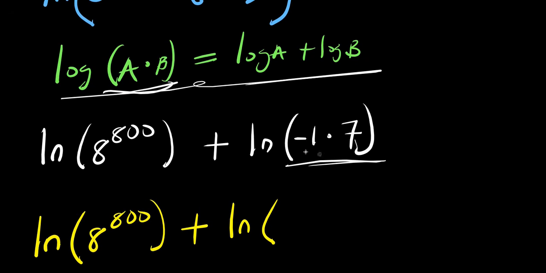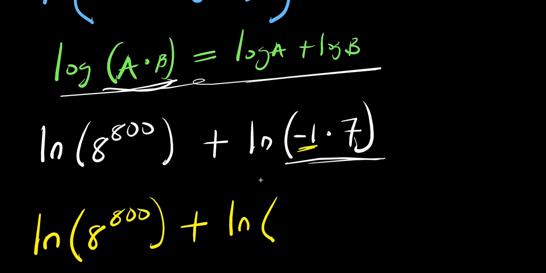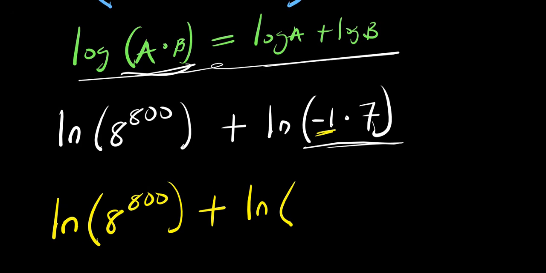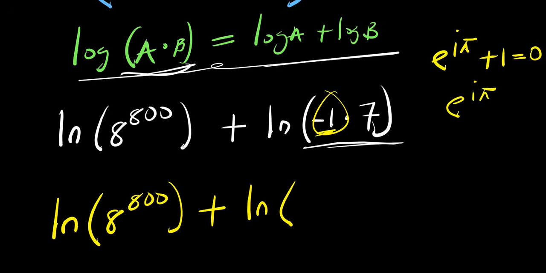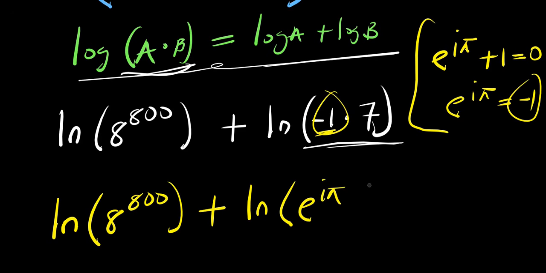Now, this is negative 1. So, I can decide to replace this with this identity. Remember, if you have e power i times pi plus 1 equals 0. So from here, I have e power i times pi equals negative 1 using this last identity. So negative 1 is the same thing as e power i times pi. So this will be e power i times pi. Represent this times 7. So let's now make use of this.